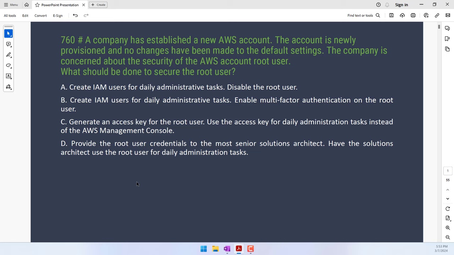A company has established a new AWS account. The account is newly provisioned and no changes have been made to the default settings. The company is concerned about the security of the AWS root user. Of course, you are supposed to be concerned about the root user. What should be done to secure the root user?